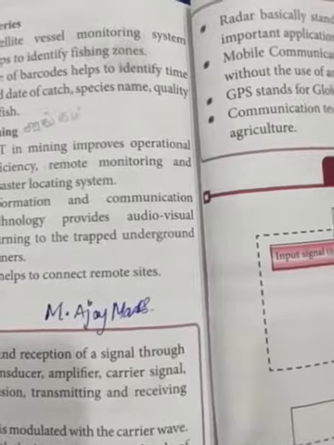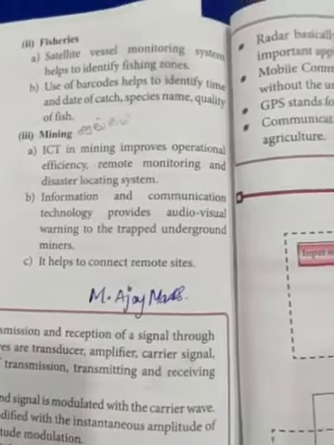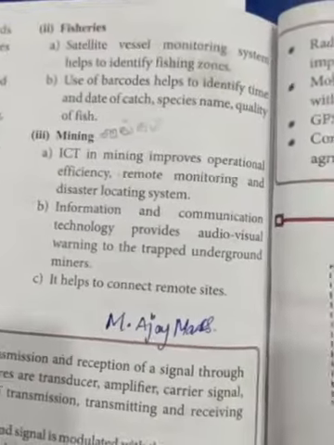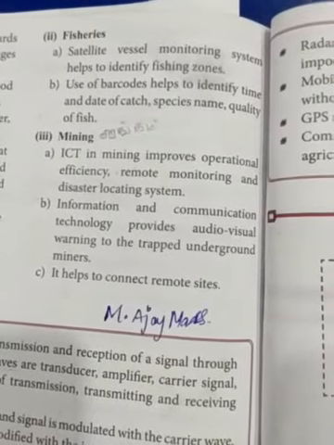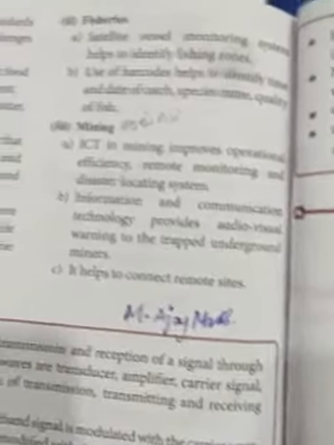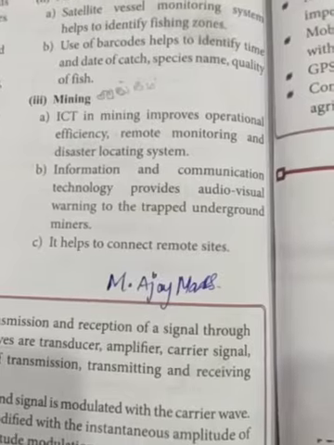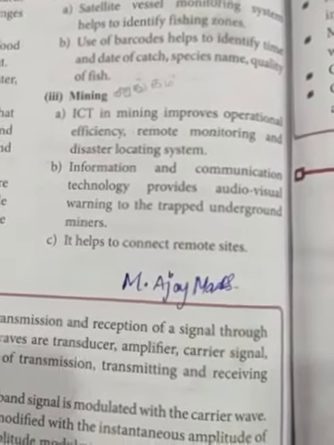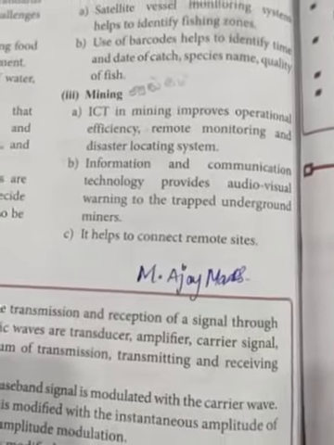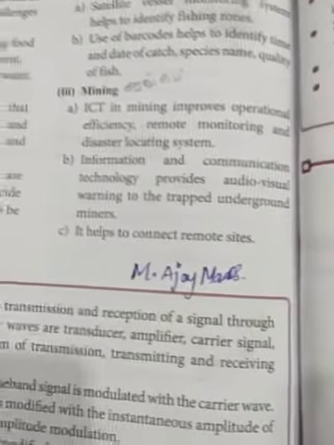Next, fisheries. Satellite vessel monitoring systems help to identify fishing zones. The use of barcodes helps to identify the time and date of a catch, the species name, and the quality of fish. Mining: ICT in mining improves operational efficiency, remote monitoring and disaster safeguarding systems. Information and communication technology provides audio-visual warnings to trapped underground miners. It helps to connect remote sites.